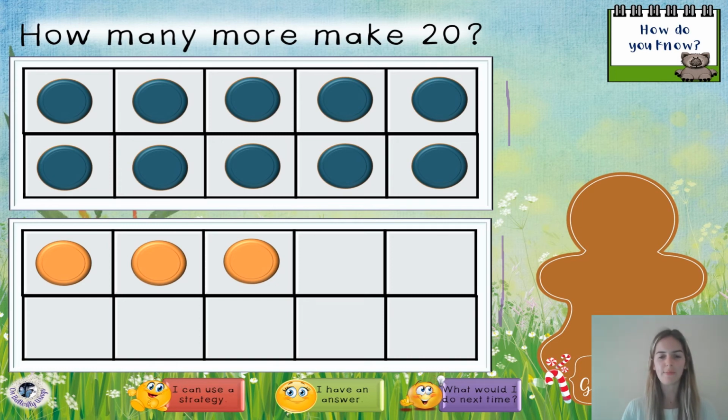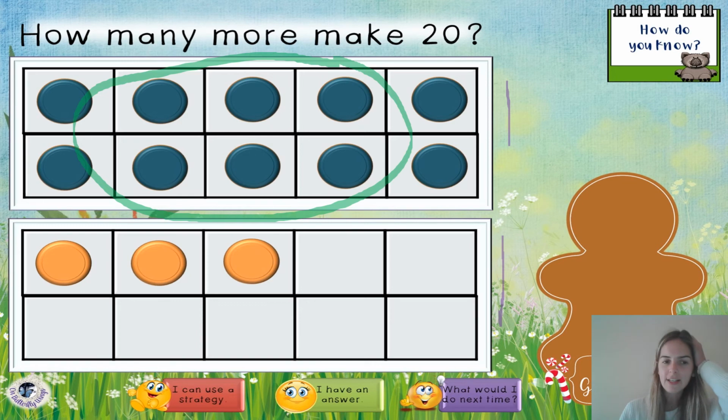Okay, let's have a look. So remember we need to first work out what are we starting with. We know we're making 20 now, but what are we starting with? I can see already up the top that this is 10 because it's a 10 frame and each box has a counter on it. So let's put 10 in our head and count on. 1, 2, 3. So I have 10 and 3. 10, 11, 12, 13. We are starting with 13.